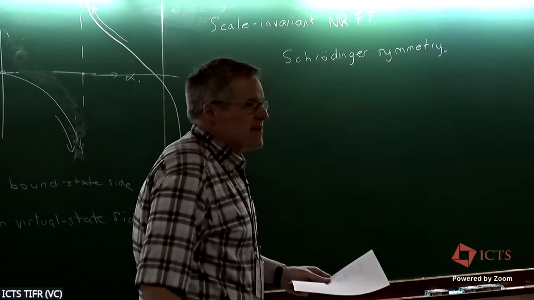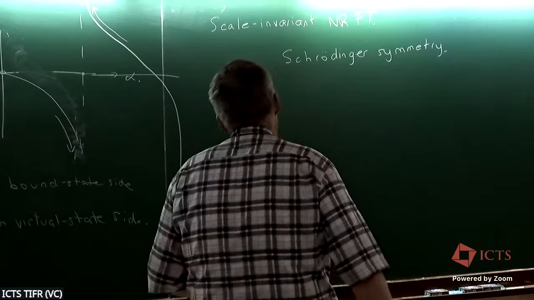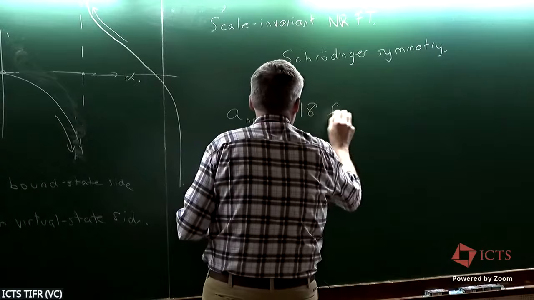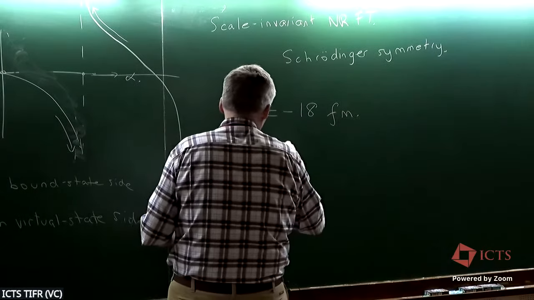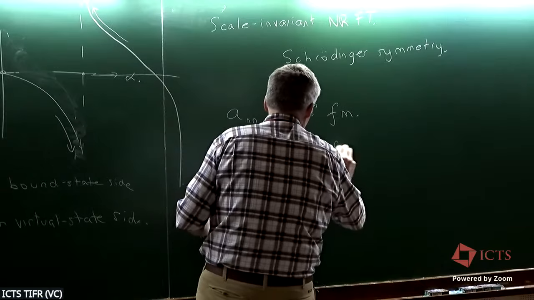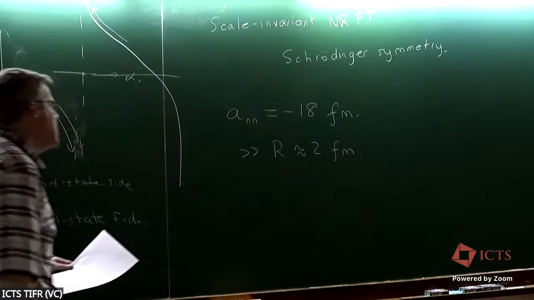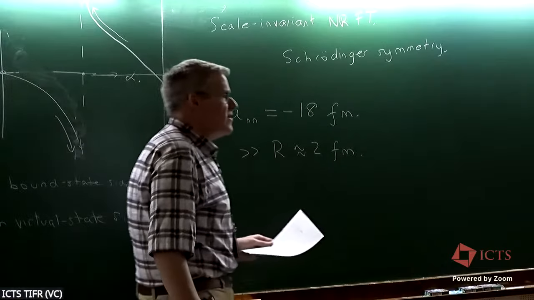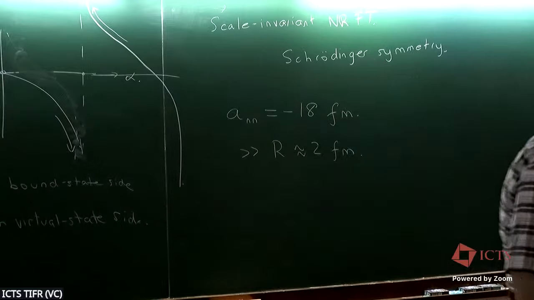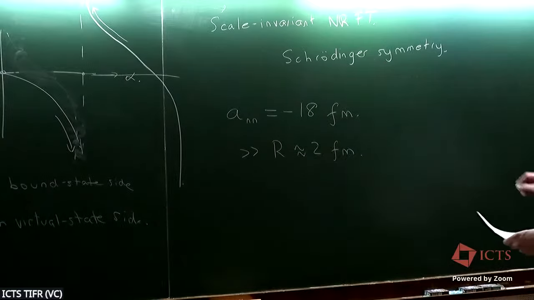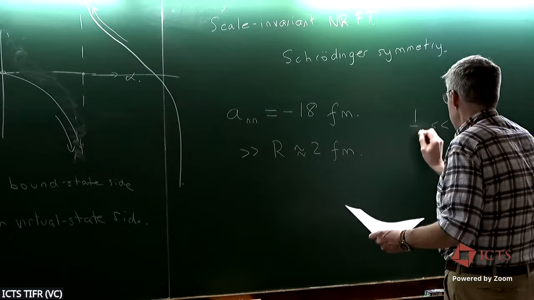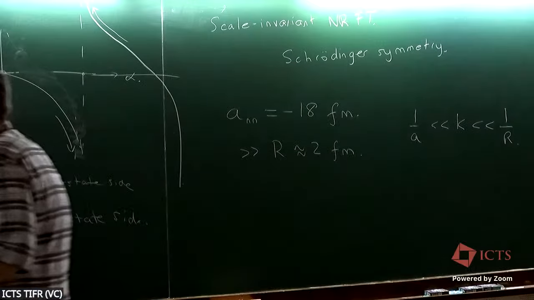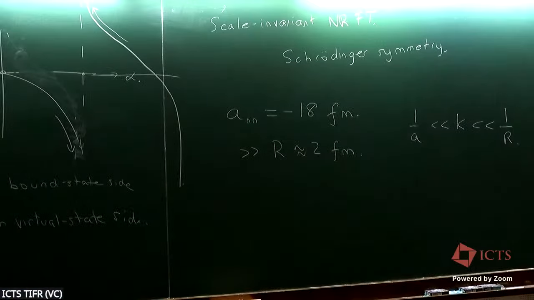You might think that this is an academic exercise, but as Professor Kaplan pointed out, the scattering length between two neutrons is about minus 18 Fermis, which is much larger than the range of the nuclear force, which is, as I mentioned, a couple of Fermis. And so that means that there is actually a window in the scattering of neutrons where this unitarity limit is realized. You basically need to live at momenta that are large compared to 1 over A and small compared to 1 over R. And if you do that, then the amplitude will look approximately like this.